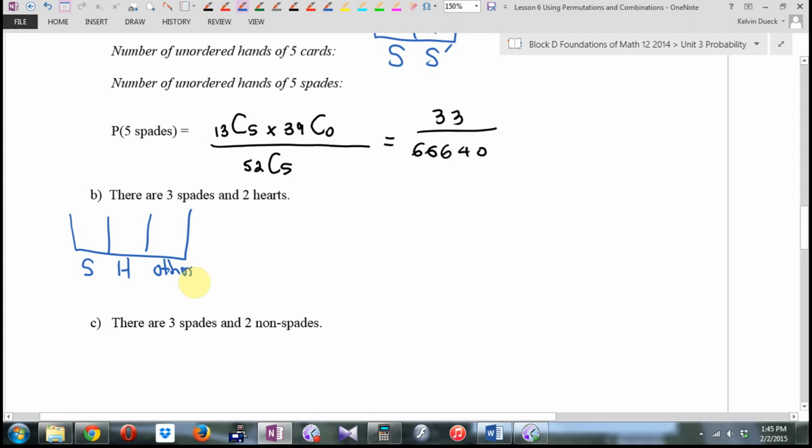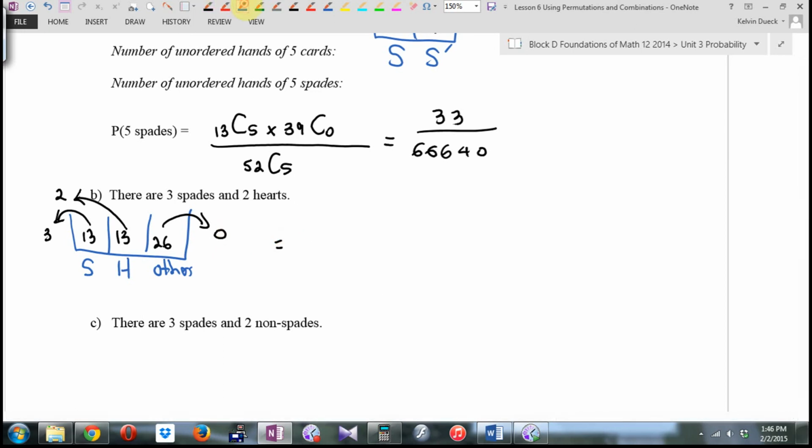How many spades are there in the deck? How many hearts are there in the deck? 13. How many others? How many spades am I choosing? 3. How many hearts? 2. How many others? None. By the way, I hope, Alyssa, you can see this is really easy to modify. What if I'd said 3 spades, 1 heart, and 1 other? I've got to change a couple of numbers, but it still works.